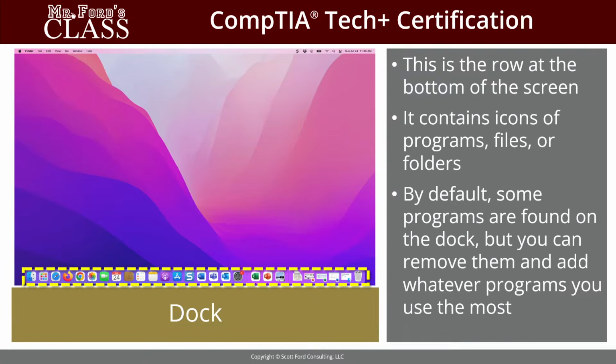At the very bottom, you have something called a dock. The dock is the row at the bottom of the screen. It contains icons of programs, files, and folders. It is very customizable. You can drag things onto it. You can drag things off of it.